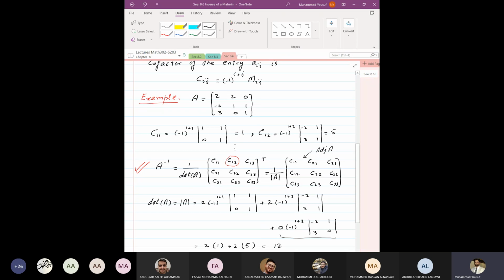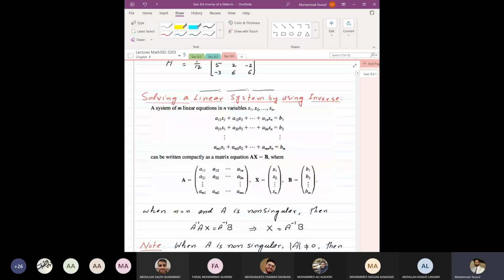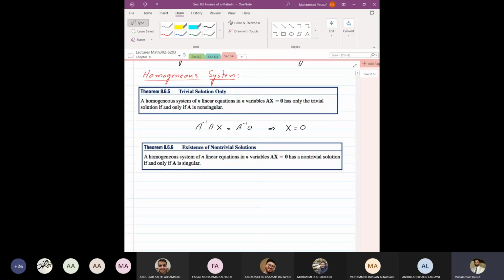Somewhere you may see this word written adjoint of A. So you should know that adjoint of A means matrix of cofactors and take its transpose. That is, transpose of the matrix of cofactors is called adjoint of A. And then we found inverse.